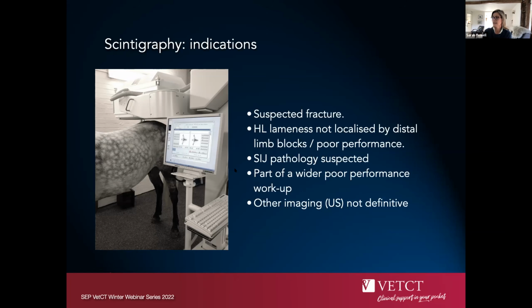Again, indications, so suspected fracture, you may go straight for a bone scan if it seems safe to move the horse. Hind limb lameness not localized by the distal limbs or poor performance. Sacroiliac joint pathology, so very commonly used in poor performance examinations of sports horses to detect any pathology in the SIJ region. Certainly if you found something ultrasonographically and you want to try and assess the relevance of ultrasound findings.